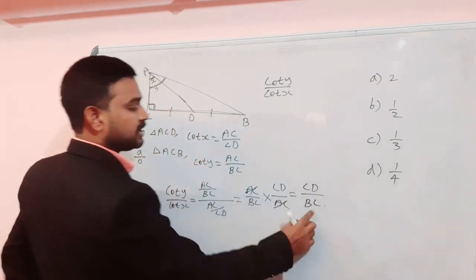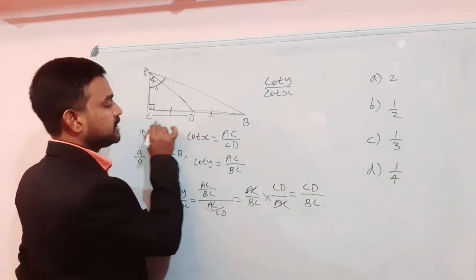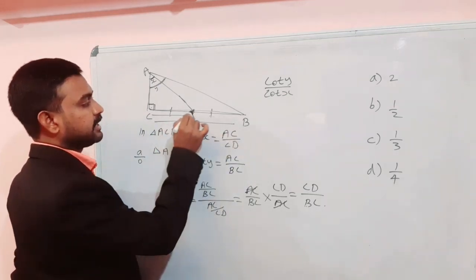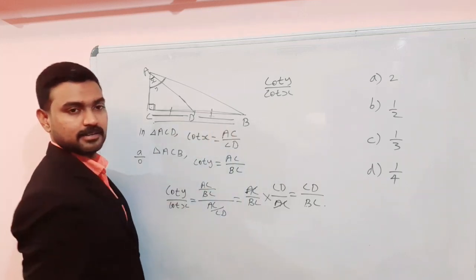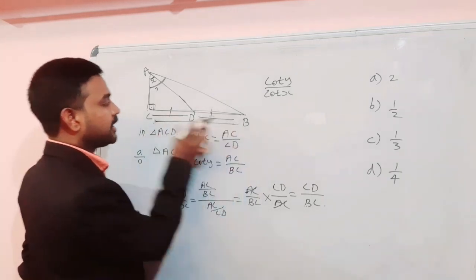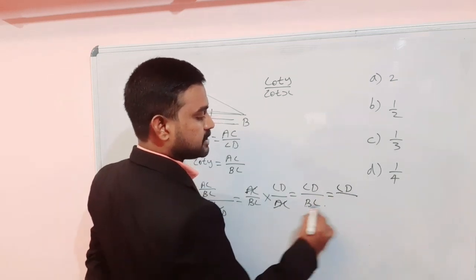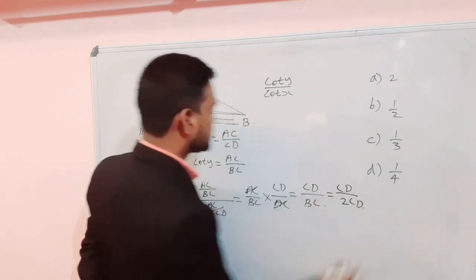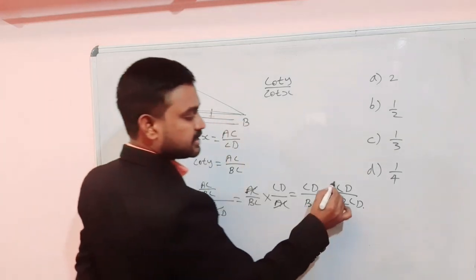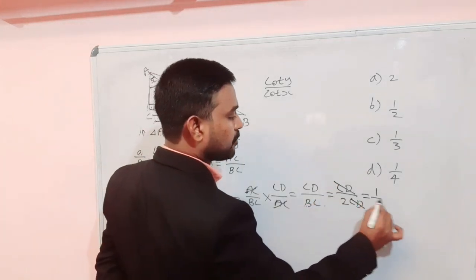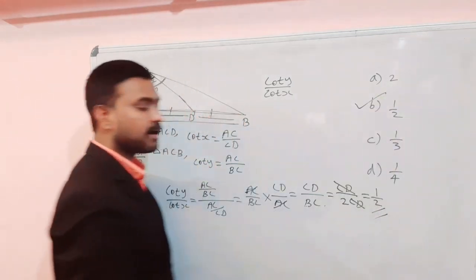Now we can observe the relation between CD and BC. CD means this portion, BC means this portion. We know that CD's same portion is BD. That means CD's double is BC. BC is the double of CD. So we can write CD by BC, and instead of BC we can write 2 into CD. CD's double will be our BC. So CD is cancelled. We get the answer 1 by 2. It is given in option B, 1 by 2, which is the right answer.